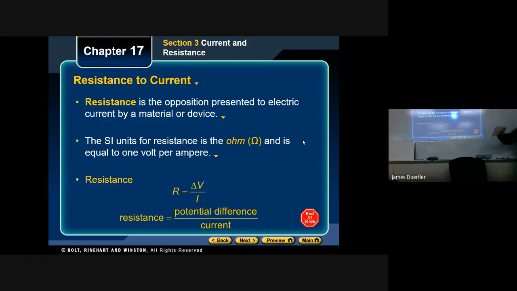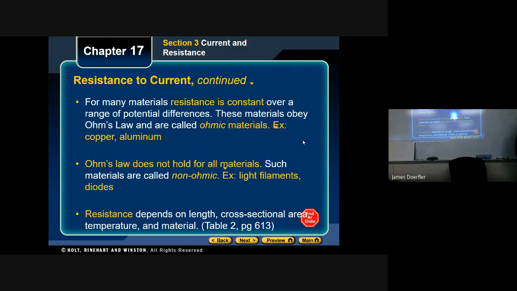So these 3 concepts play a role in what we do in chapter 18 as well. We're talking about circuitry, so you want to make sure that you've got these down pat. For many materials, as we said, resistance is going to be constant over a range of potential differences. These are what they call ohmic materials, like copper and aluminum.